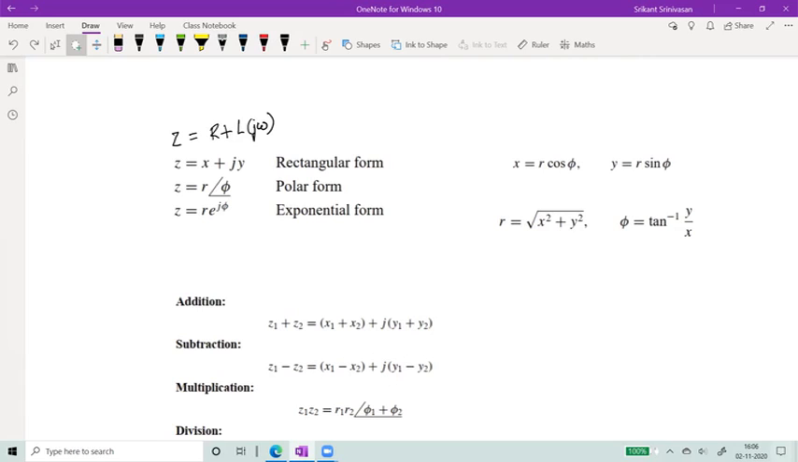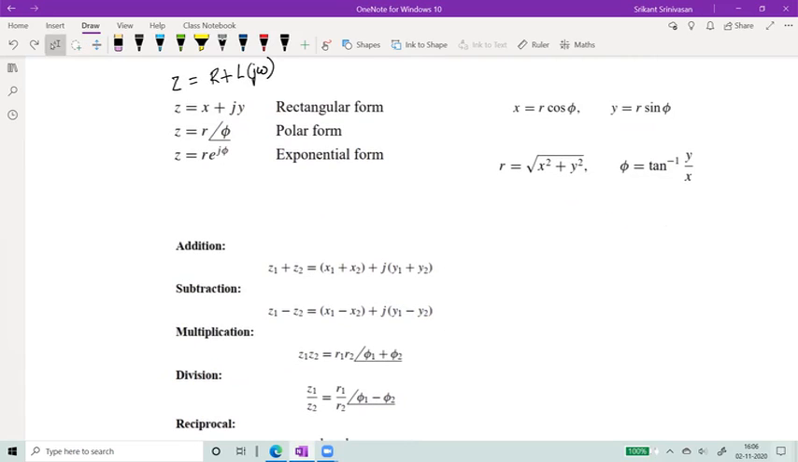But if I want to do multiplication and division, it's easier to do it in the polar form or the phasor form. When you want to multiply two terms with complex numbers, so this is x1 plus jy1 and x2 plus jy2, then you have to do a lot of complicated cross multiplication. Whereas if you're using the phasors, then it's very straightforward.